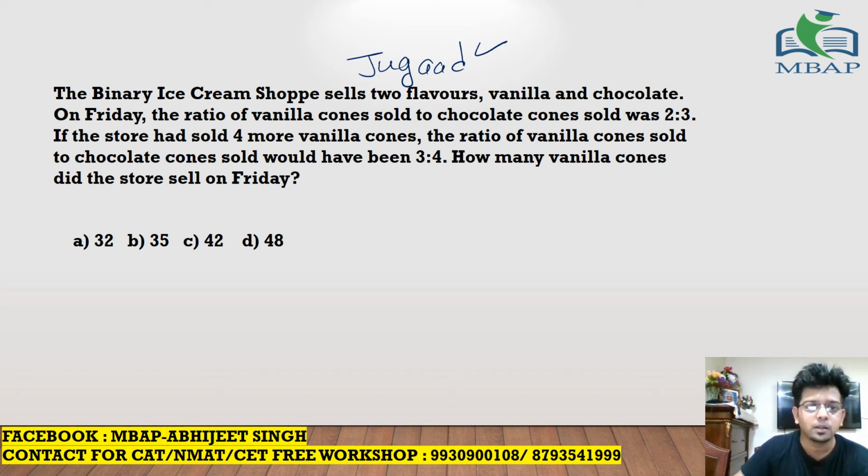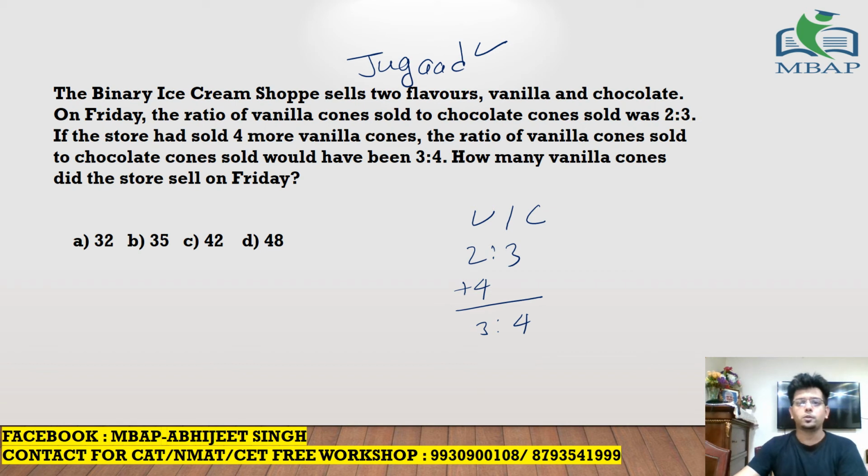Whenever you read a question and you're done with reading the first statement, try to infer what has been given to you. The question says, the binary ice cream shop seller sells two flavors, that is vanilla and chocolate. On a Friday, the ratio of vanilla to chocolate sold was 2:3. If the store had sold four more vanilla, the new ratio of vanilla to chocolate would now be 3:4. The question is, how many vanilla cones did the store sell on Friday? That is the initial value of vanilla.